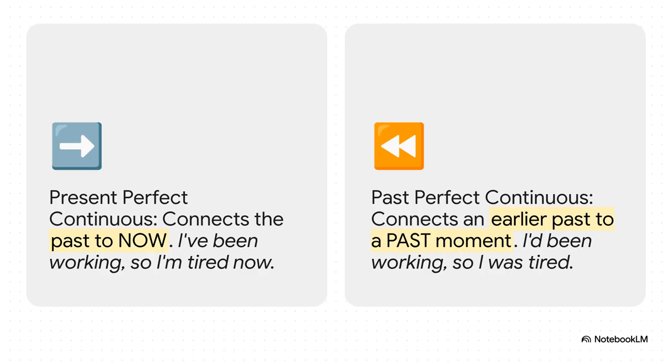You know, the present perfect continuous connects the past to right now. You'd say, I've been working, so I'm tired now. But our tense today, the past perfect continuous, it connects one past point to another. I had been working, so I was tired. See that difference? It's subtle, but it is so powerful.